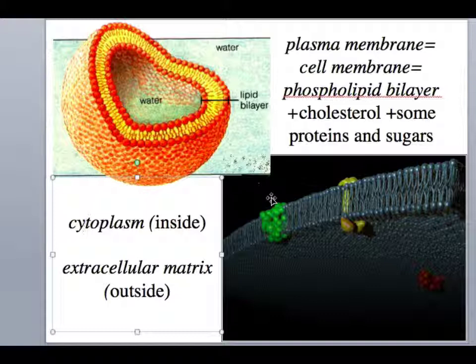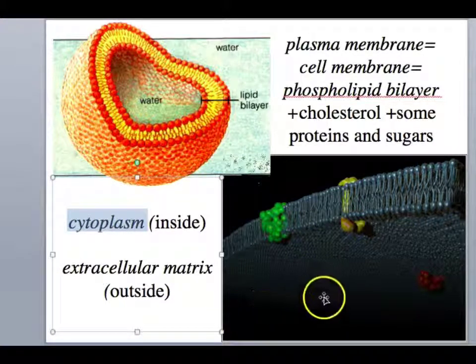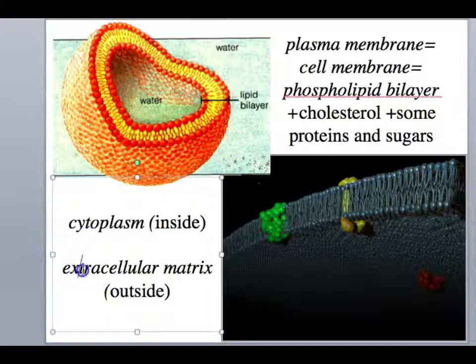But we now know cells are incredibly complicated. The fluid that fills a cell is called cytoplasm. Okay, so this means cell goo, basically. And so the cytoplasm is the fluid that fills the cell. If anything's floating in the cytoplasm, we're talking about it just floating in the watery environment within the cell. Anything outside the cell, we like to talk about the extracellular matrix. So if it's extracellular, it's outside the cell.